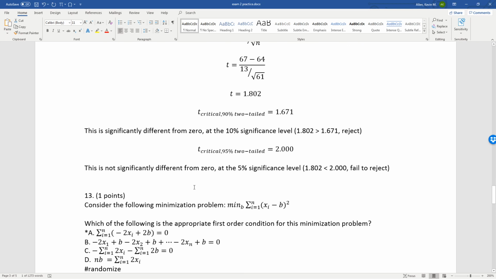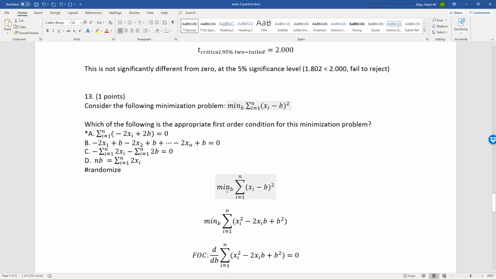So for 13, we have a minimization problem. We're going to see what is the appropriate first order condition for minimizing this kind of a problem. So we have set up minimize here. First step when you're doing this kind of problem, or at least what I recommend you do, is multiply out the squared term. Again, when you get more comfortable with these kinds of problems, you can just use the derivation rules directly. But for right now, for simple problems like this, I think expanding it out will be helpful for you.